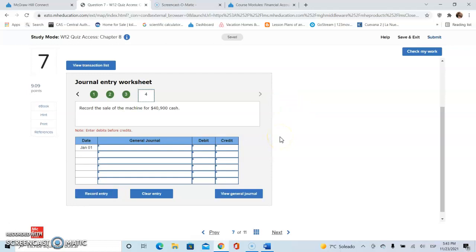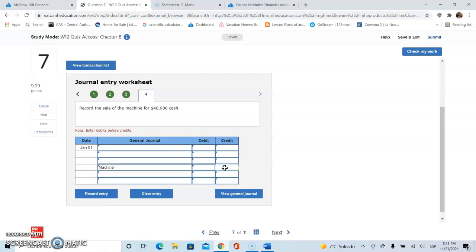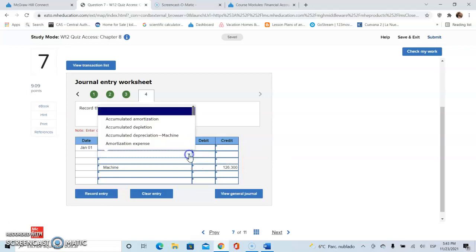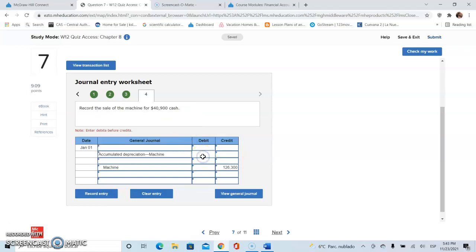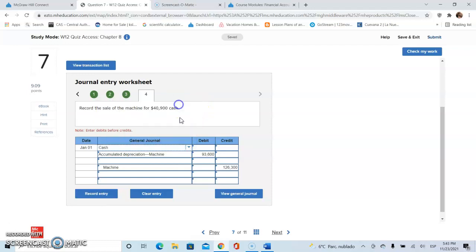So on number 4, it says the company sold the machine for $40,900 cash. So remember, the first thing that we need to do is to credit the asset account, in this case machine, for the original value, which is 126,300, and we also debit accumulated depreciation for the original value. In this case is 93,600. Okay, so now it says that we receive cash.